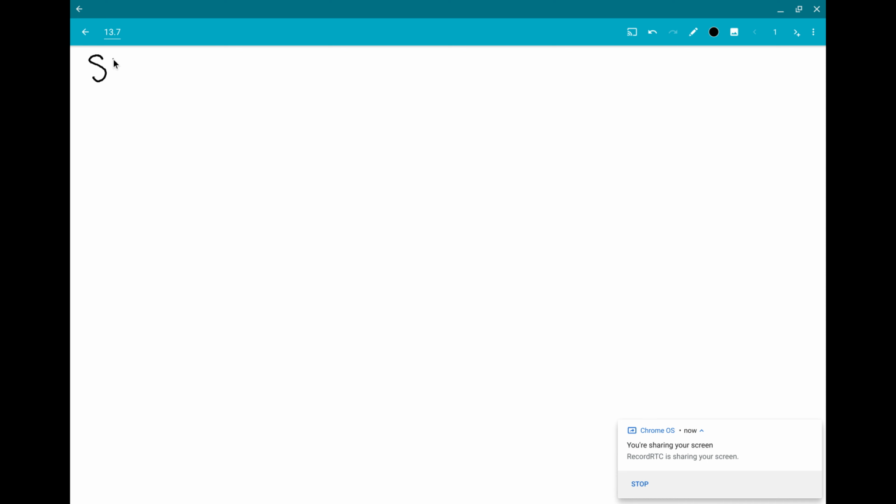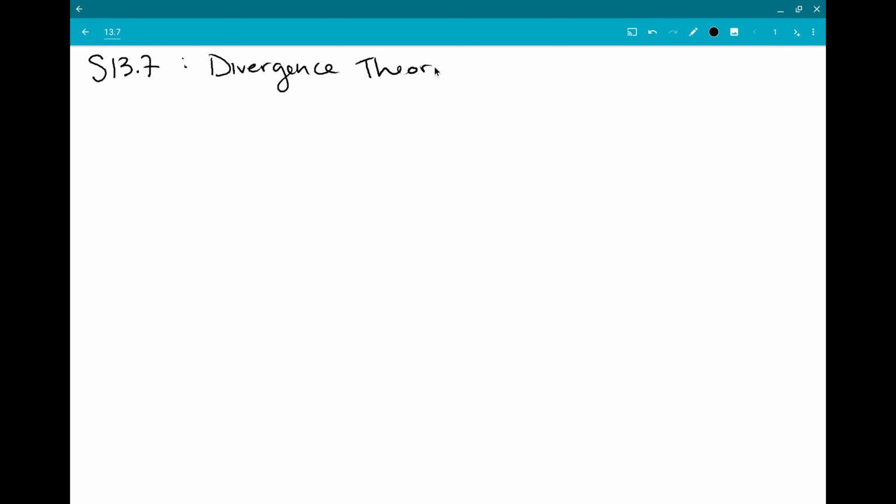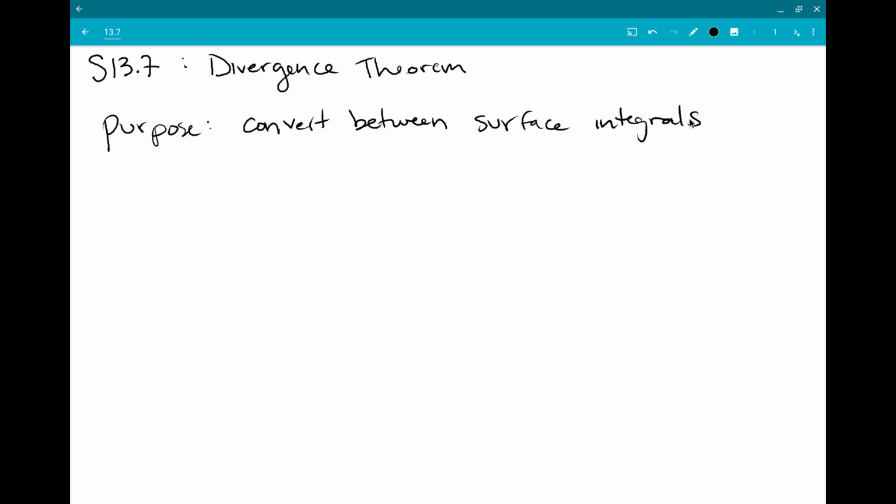So section 13.7 is about the divergence theorem. And this is going to be another way that we convert between different types of integrals. And the purpose of this one is to convert between surface integrals and volume integrals.